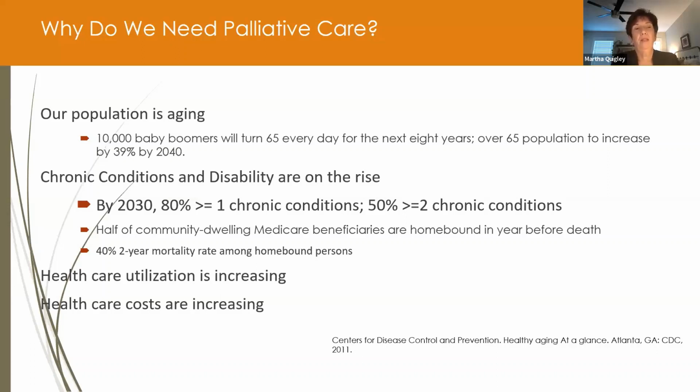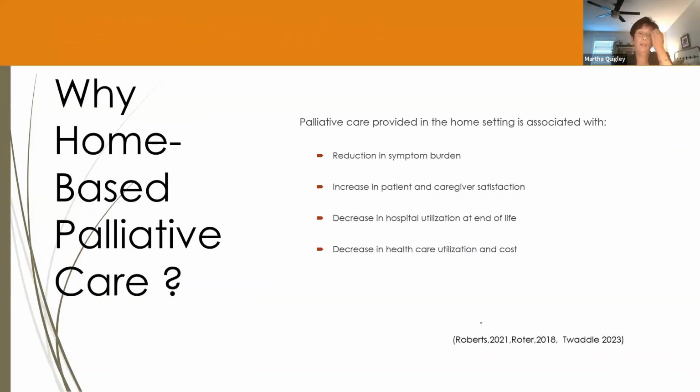Another reason why we need palliative care is that healthcare utilization is increasing because the number of older people with chronic conditions is increasing, and healthcare costs are increasing for the same reasons. So we ask, why home-based palliative care? Palliative care provided in the home setting is associated with a reduction in symptom burden and an increase in patient and caregiver satisfaction. Studies have shown this. People who have home-based palliative care involved have a decrease in hospital utilization at the end of life, and a decrease in healthcare utilization and cost.